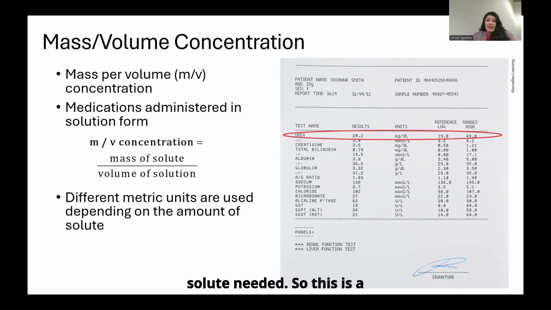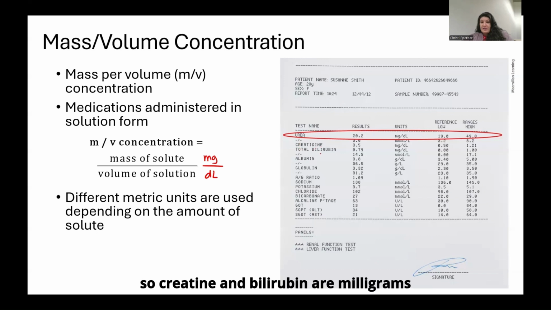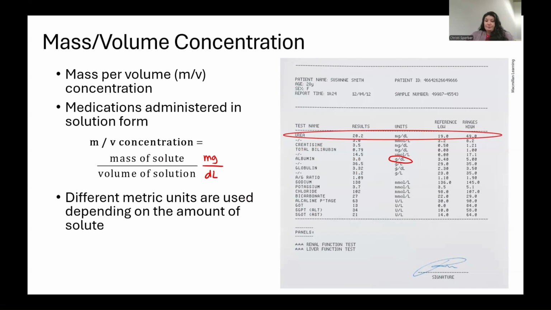So this is a sample of blood work, and you can see here urea. We're looking at urea concentration. The result is 20.2 milligrams per deciliter. So milligrams is the mass, deciliter is the volume. If we look, creatinine and bilirubin are milligrams per deciliter as well. Albumin is grams per deciliter. So you can have different metric units used, but they're all mass over volume.